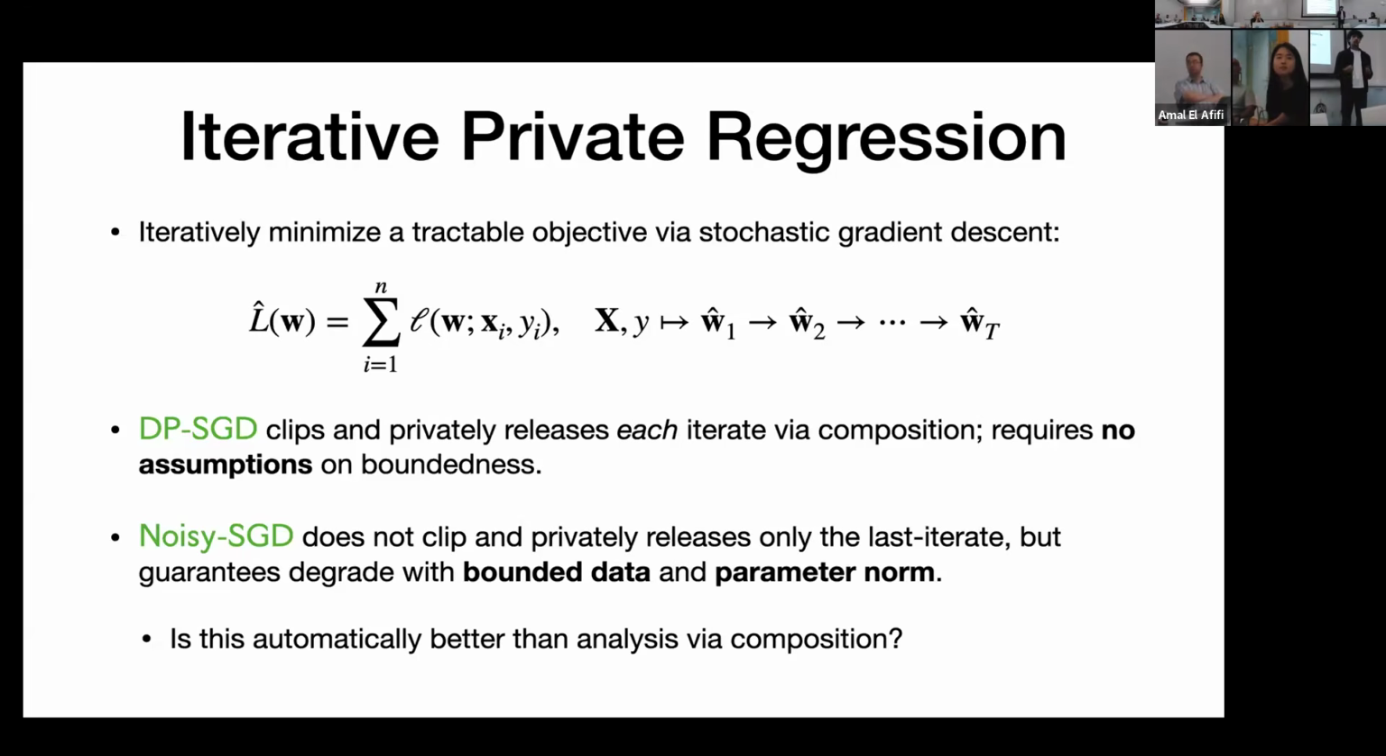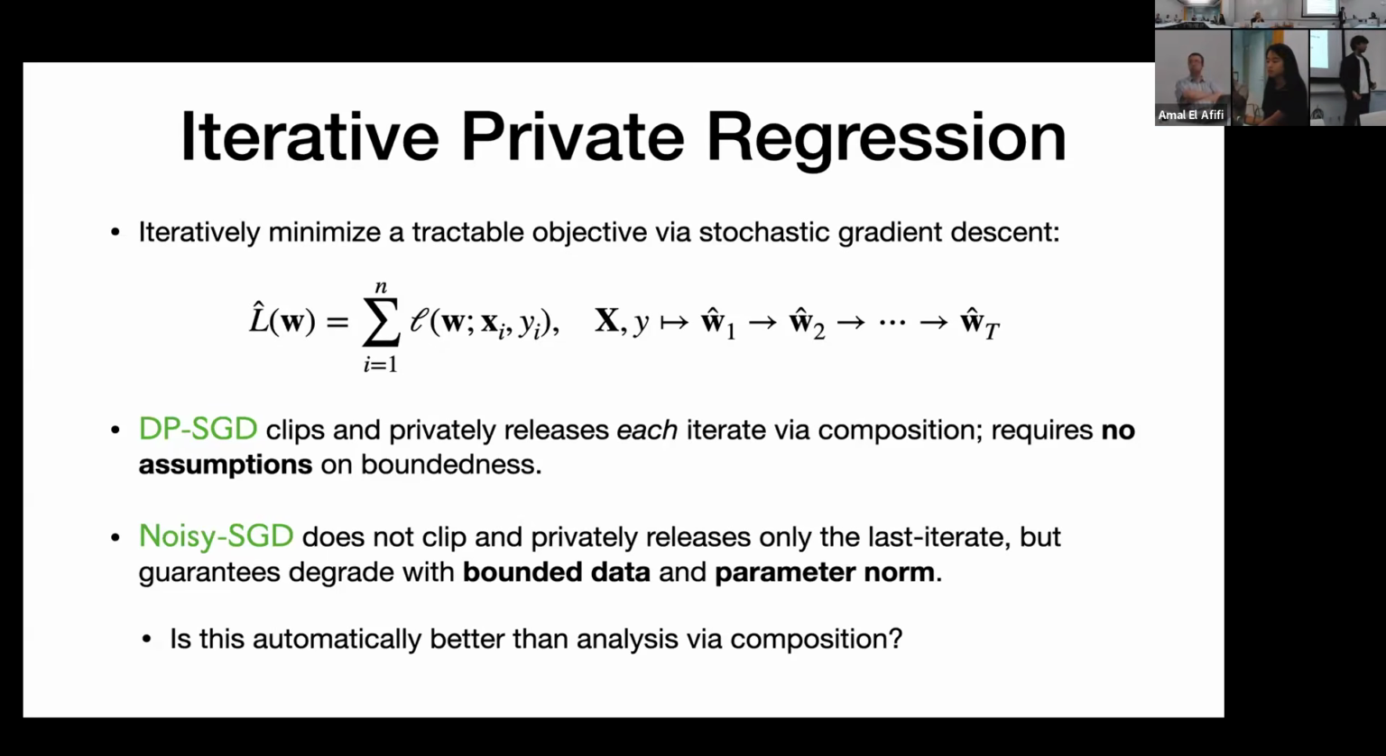Importantly, DP-SGD requires no assumptions on boundedness, and this is important. Noisy-SGD, which is a fairly similar algorithm, but crucially doesn't clip and privately release every iterate, but in fact only the last iterate, has guarantees that degrade with this bounded data assumption and with the bounded parameter assumption that I mentioned earlier. It's unclear whether this last iterate analysis is automatically better than an analysis via composition.